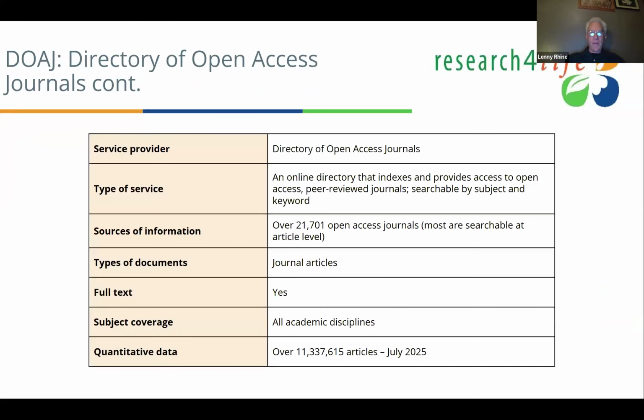So we have here almost 22,000 open access journals. Most are searchable at the article level. And here it says down at the bottom, over 11 million articles as of July 2025. So this is another good source that you could go to directly, although these should be linked in your searches within Research for Life if you did a Summon search.